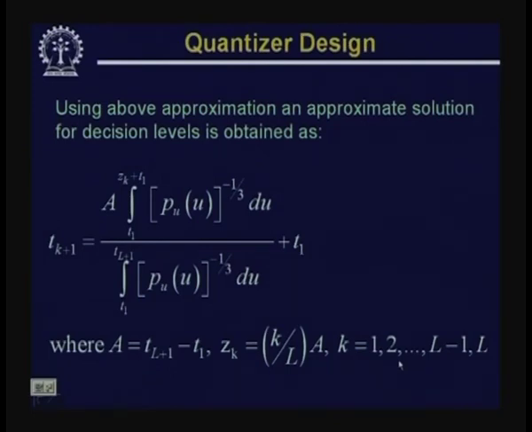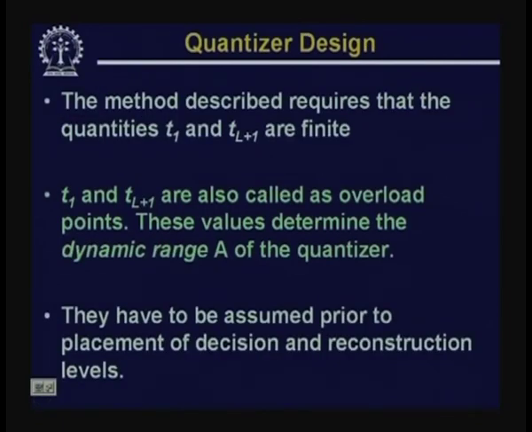So, we can find T_{k+1} by using this particular formulation when the continuous probability density function was approximated by a piecewise constant probability density function. And once we do that, after that we can find the values of the corresponding reconstruction levels.